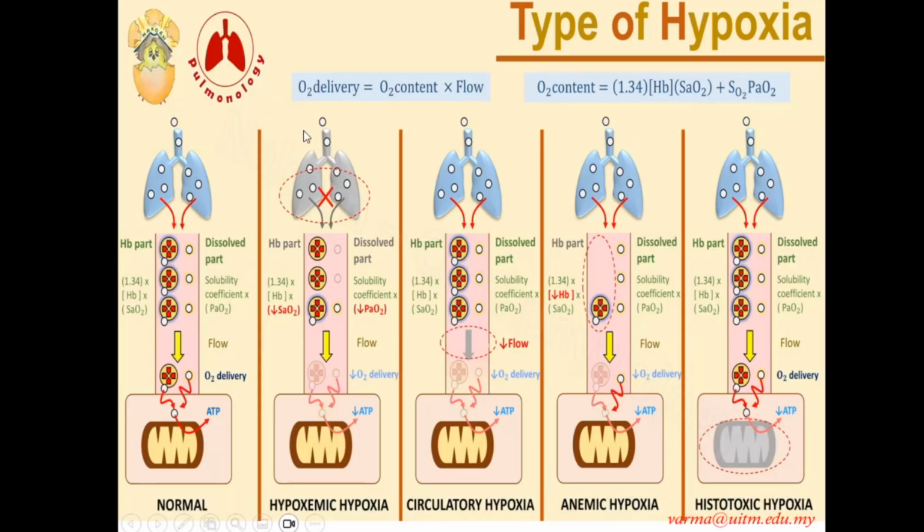And then we talked about different types of hypoxia: hypoxemic, circulatory, anemic, and histotoxic last week. So we're not going to delve into it again.